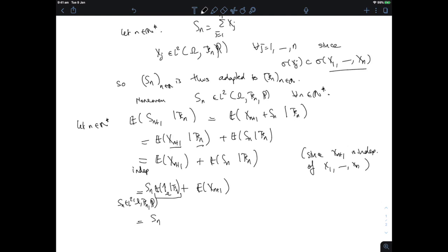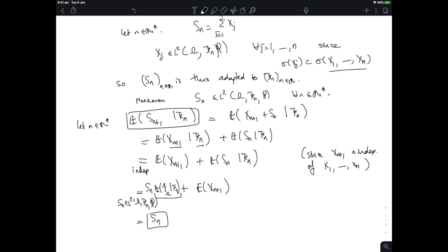And what is the expectation of Xn plus 1? Well, that was part of our assumption that our IID variables had mean 0. So this is plus 0. And therefore, we've proven the martingale property.